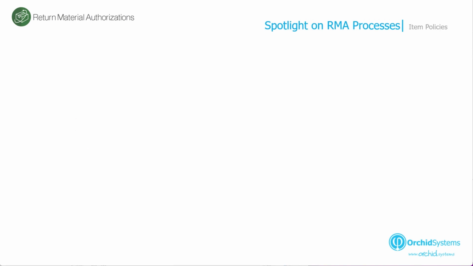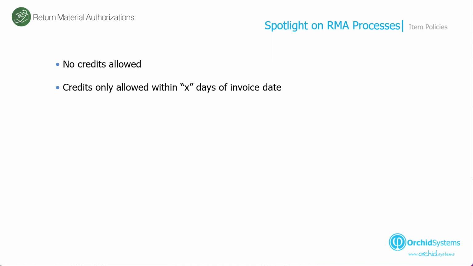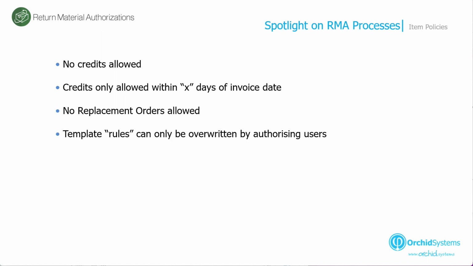And similarly, on the item level, we can have policies per item to not allow credits or only to allow credits within a certain number of days of the date of invoice, and or whether or not you're allowed to replace items that are sold. And again, template rules can only be overwritten by authorizing users.